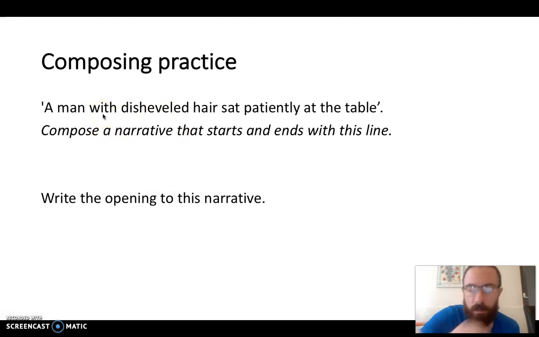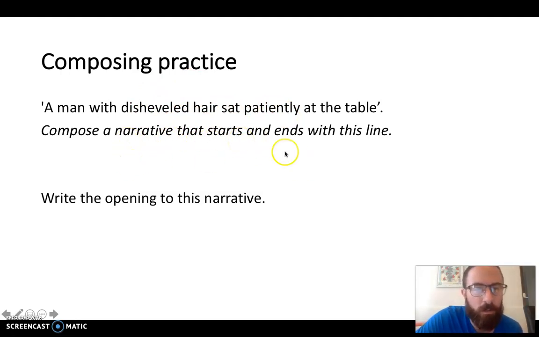Okay, is this man the protagonist, or is it a side character? Who knows? So you've got a lot of scope with a question like this. So just in the preliminary stage, you just got to think, okay, who's this man? What is he doing sitting there? This disheveled hair but sitting patiently. So what do we know about his character just from this one line? It gives you quite a lot.